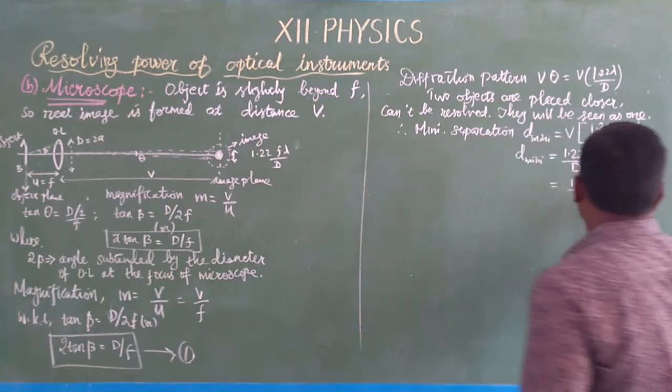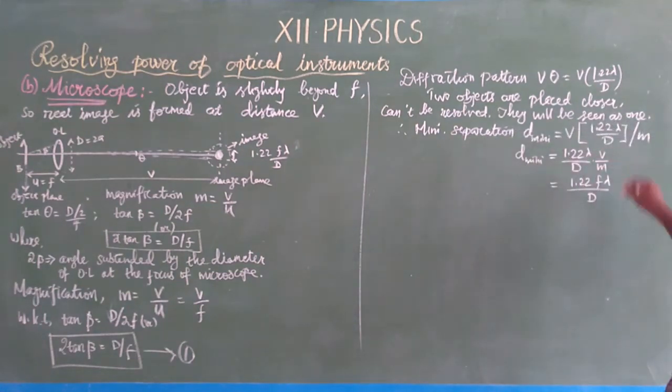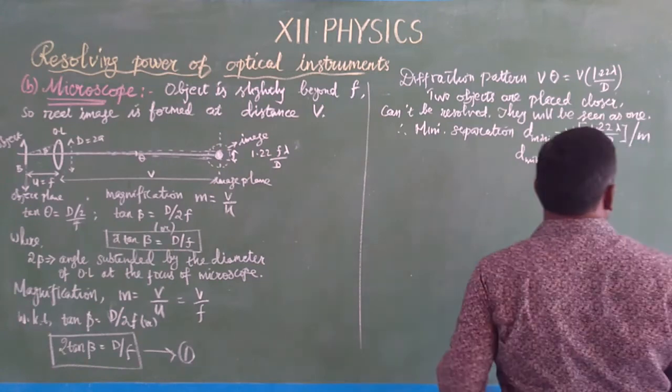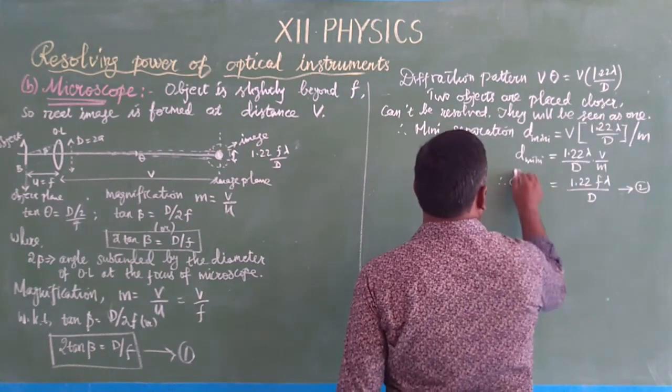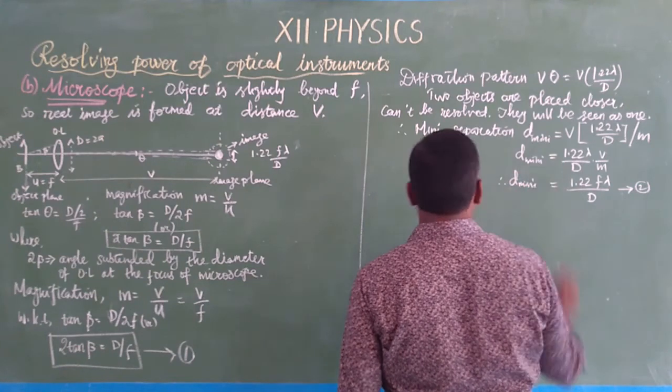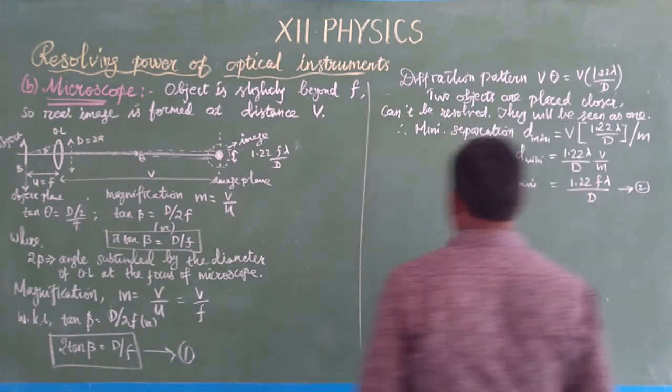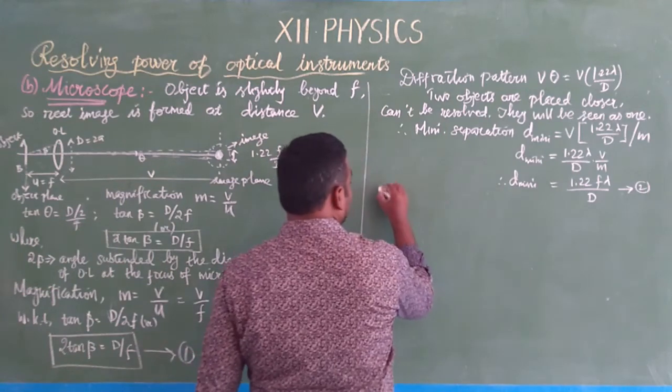What can we write here? We can write lambda V by m as f lambda. Yes, f lambda by d. This is equation number 2. This is the minimum separation. So compare equation 1 and 2. Compare these two equations.